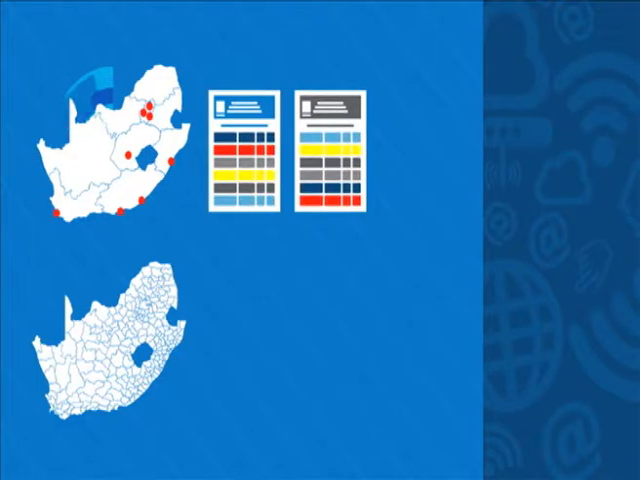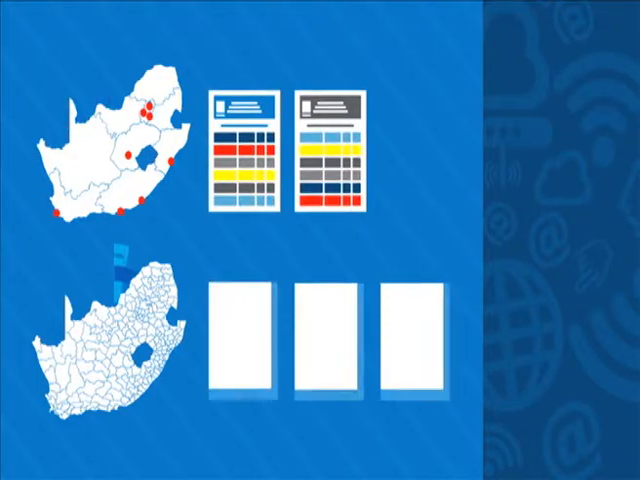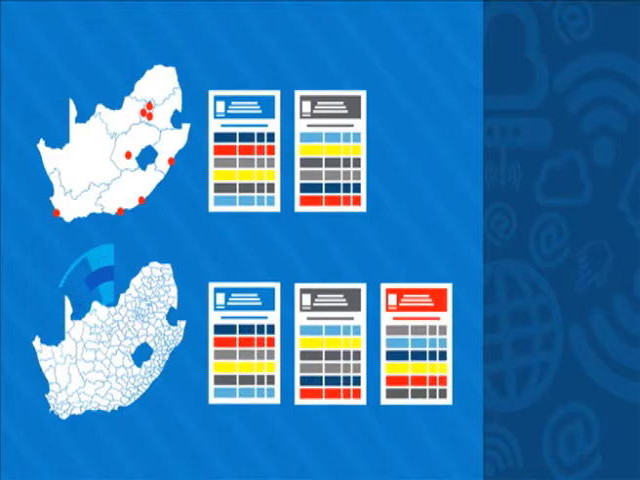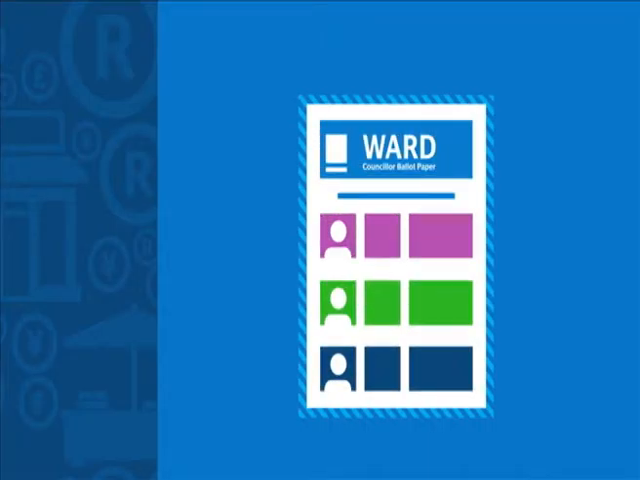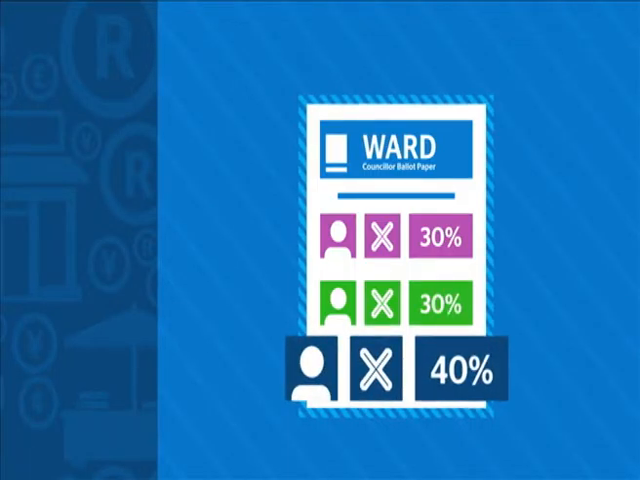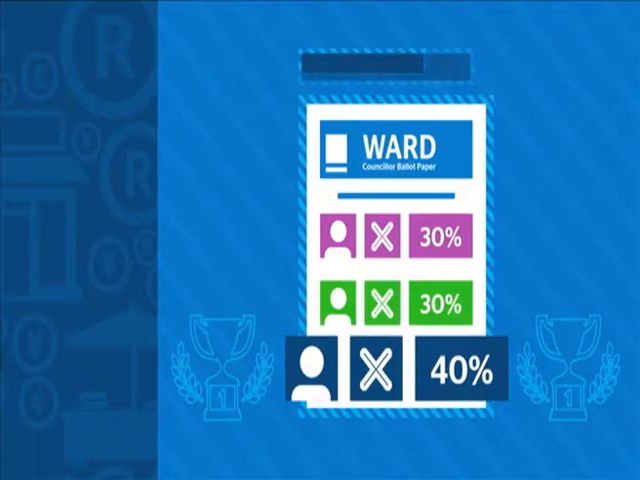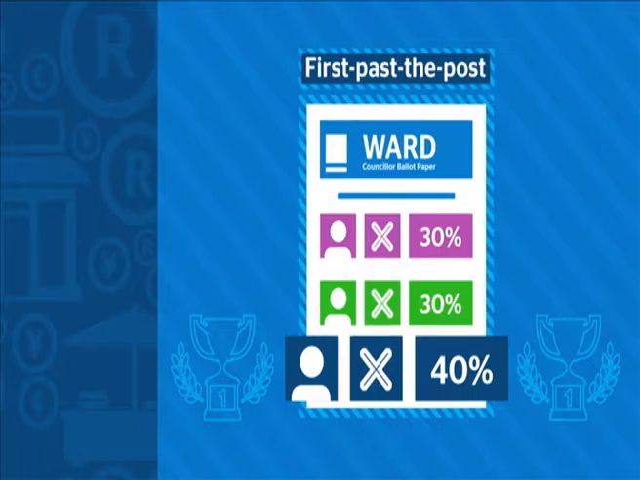On voting day, you'll be given 2 ballots in a metro. At any other municipality in the country, you'll get 3. The first vote is for the ward councillor you prefer. So if 3 party candidates are competing for a ward, the first scores 30% of the vote, the second gets 30% also, and the third receives 40% of the vote. This guy wins the ward.